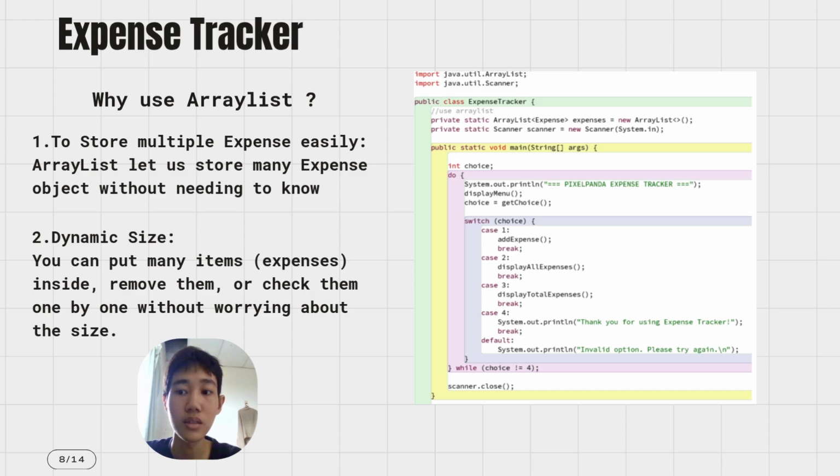So the next is about ArrayList. Why use ArrayList? Because it can store multiple expenses easily. Unlike an array, an ArrayList has a dynamic size, so we can grow or shrink automatically.